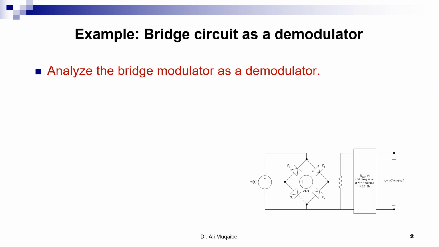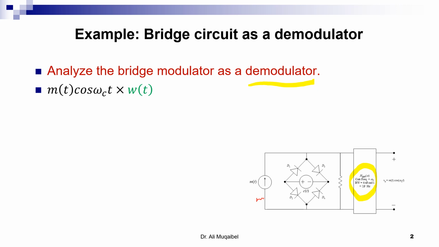Finally, we would like to give an example. We'd like you to analyze the following circuit, this bridge, as a demodulator. The moment it says a demodulator, we know we have here a low pass filter. So we have M here, and then this is going to work like a Fourier series, multiplying by this Fourier series.